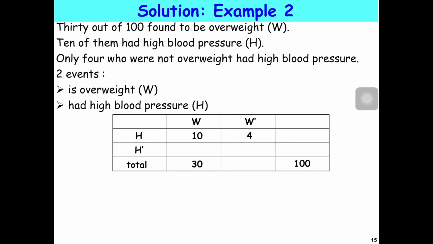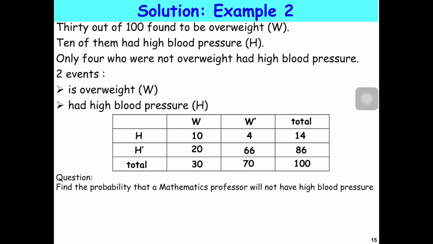With the rest of the blank spaces in the table, fill it up. We know the total will be 100. For overweight, the total will be 30, so the complement will be 70. Then above it, H complement and W complement will be 66. So the total for H, or had high blood pressure, is 14, and do not have high blood pressure will be 86. Okay, the question asks to find the probability that a mathematics professor will not have high blood pressure if he is not overweight.